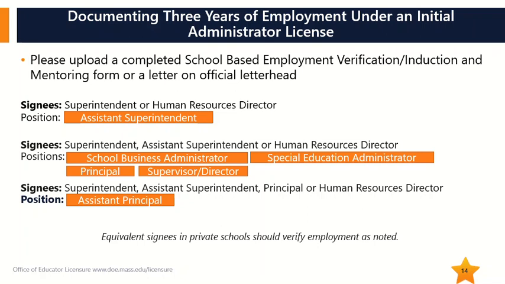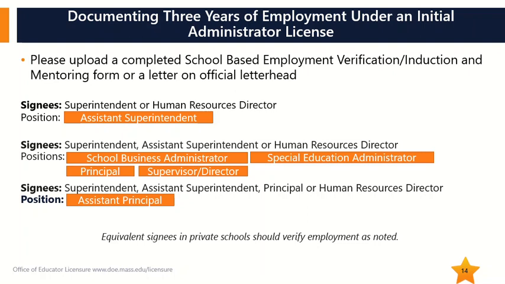Please upload a completed school-based employment verification/induction and mentoring form to verify if you've completed at least 3 full years of employment under your initial administrator license. Or, in lieu of the employment form, you may upload a letter on official letterhead verifying the aforementioned requirement. Signees should verify employment as follows.